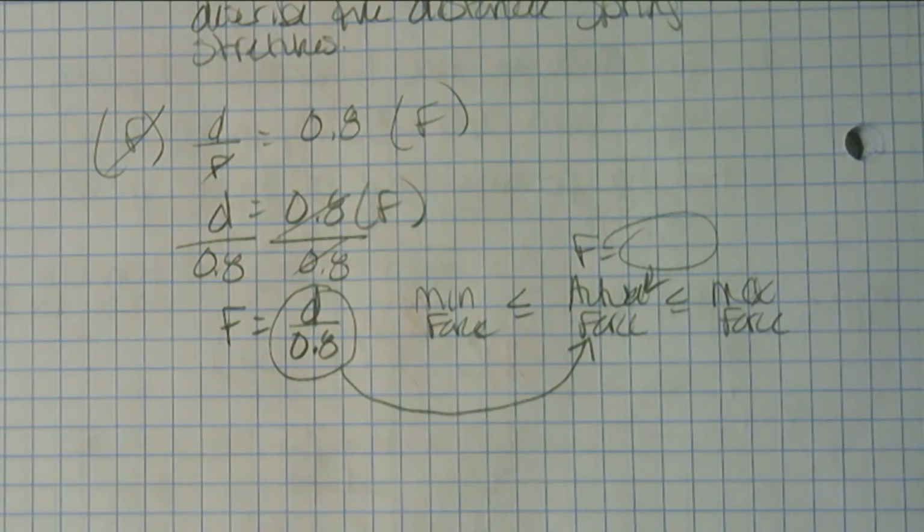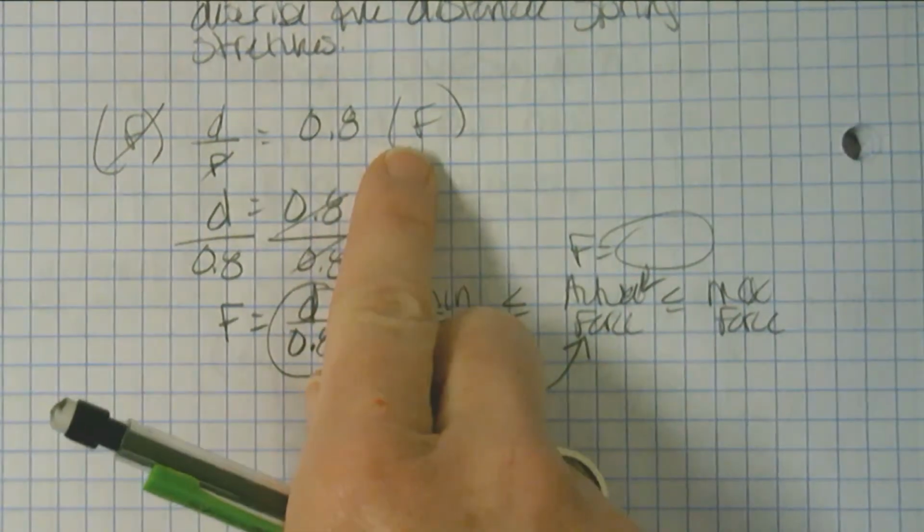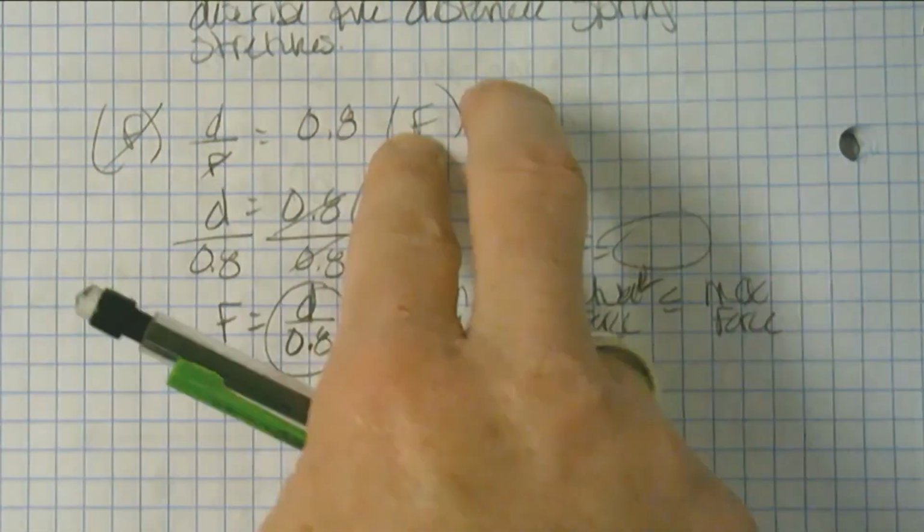Because F is in the denominator, I need F in the numerator. So for me to have F equals, the F has to be in the numerator. Doesn't that make sense to you guys? Because if I just multiply both sides, first of all, I would be dividing both sides by D, not multiplying both sides by D. And I would have 0.8 over D is equal to 1 over F, and that does not help me. I need my F in the numerator. So I have to multiply both sides by F to get it in the numerator on this side, and then I can divide both sides by 0.8, so I get the F alone.